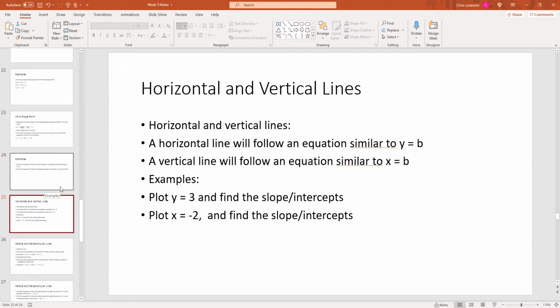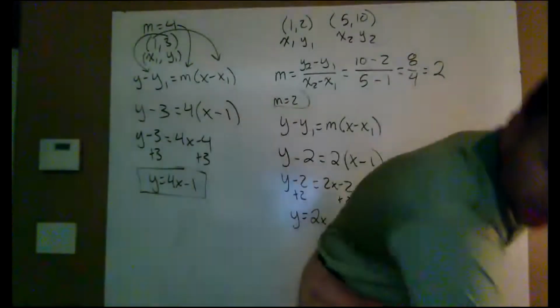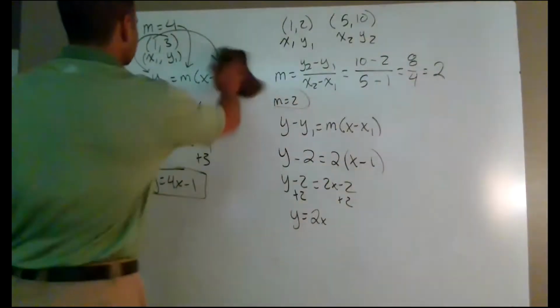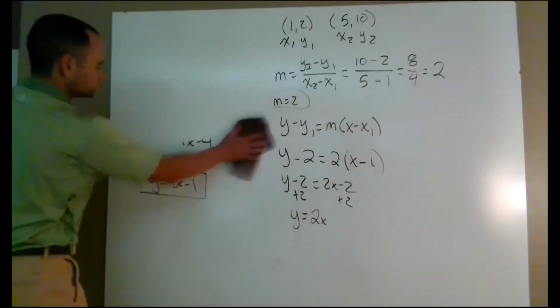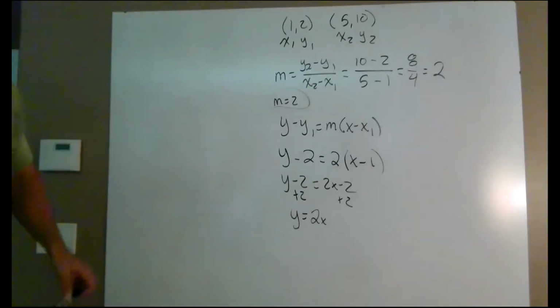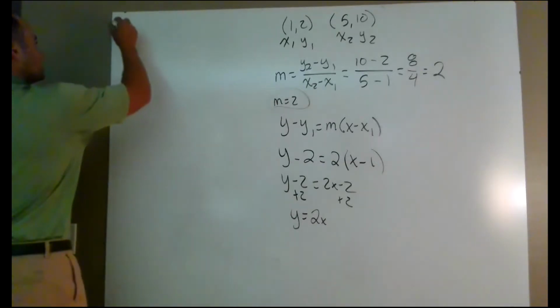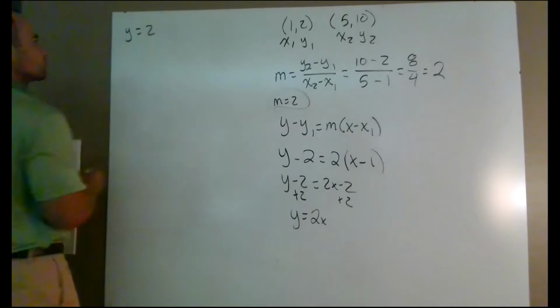So we talked about horizontal and vertical lines a little bit earlier. A horizontal line will follow an equation similar to y equals b, and a vertical line will follow an equation similar to x is equal to b. So let's talk about kind of what that means and what those are visually when we're dealing with it. So if I want to think about the line, y is equal to 2.